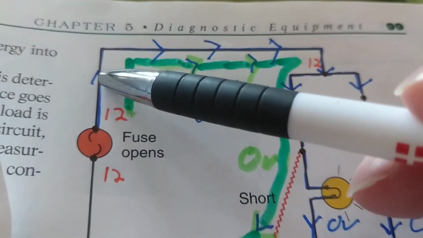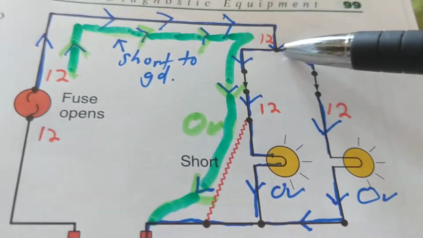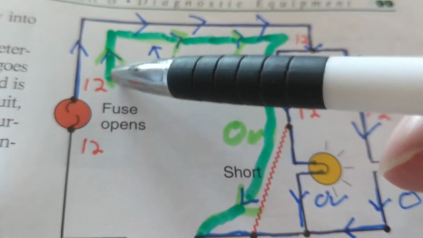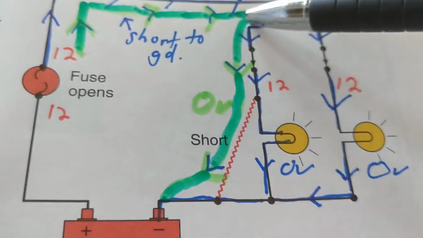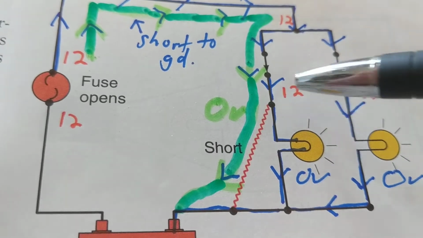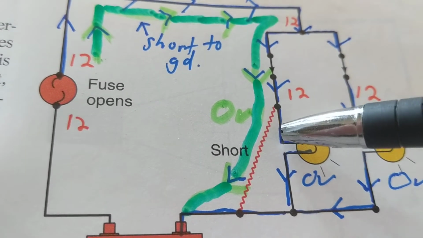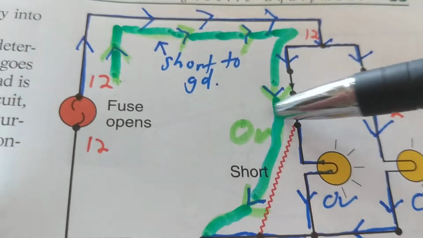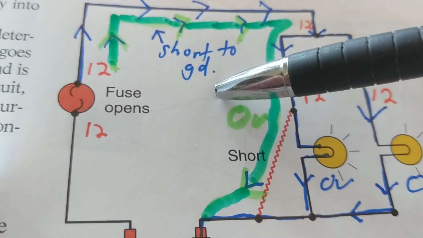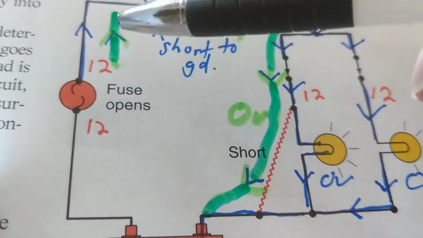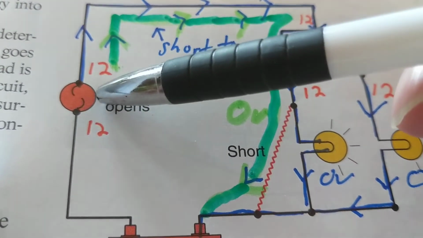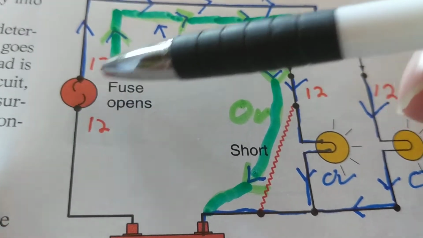So the normal path would be the blue, splitting up here. The short to ground, you follow the green. Go through here, go through here, go here. It does not go into the light bulbs, neither one. It goes to ground, right? But before that happens, guess what happens? We have a protective device. It never gets to that point because this will blow as soon as, obviously, the current is rated more than the fuse.